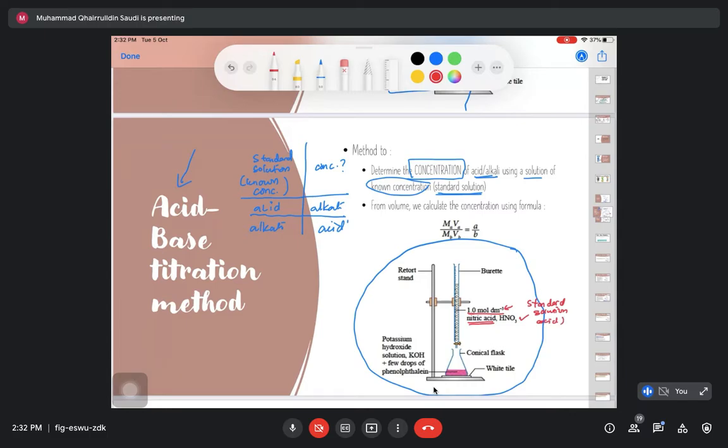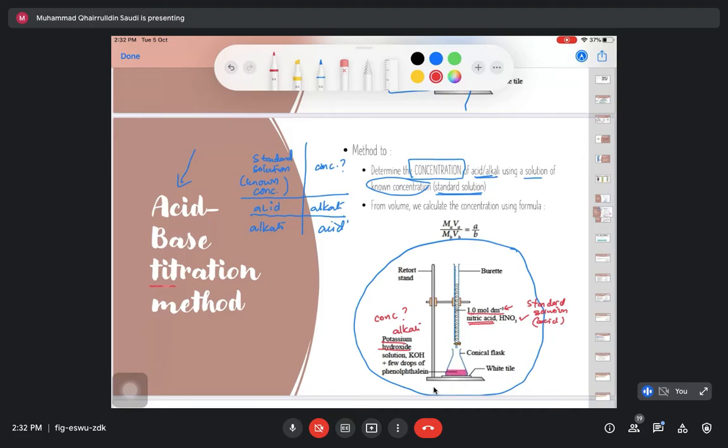So what is the concentration that we want to find? We want to find the concentration of apa dalam ni? Alkali. Potassium hydroxide. And what is our alkali? Potassium hydroxide. Good. Potassium hydroxide is our alkali. So we want to find the concentration of our alkali there. So we use this setup. Good. So macam mana kita nak find the concentration?